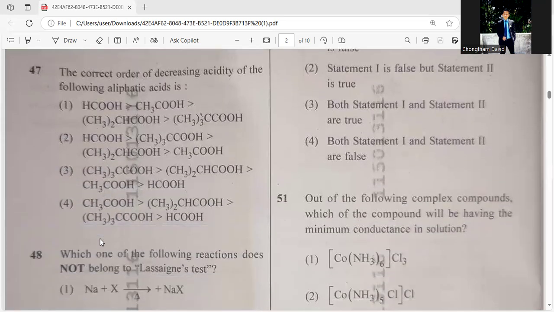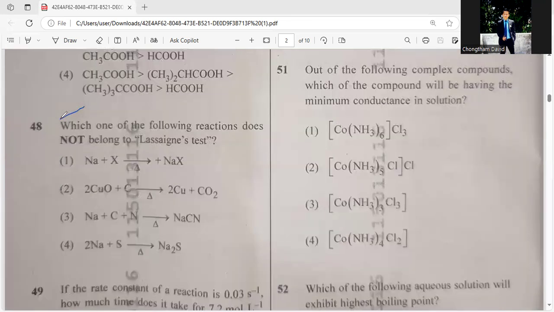The correct order of decreasing acidity of the following aliphatic acids is: acidity trend follows formic acid, acetic acid, substituted acids, and the more alkyl groups decrease acidity due to the plus I inductive effect. So the answer can be found on the basis of plus I effect. So in question number 47 you have the sequence. Option 1 is the answer for question number 47. I hope you did it correctly. Let us read question number 48.